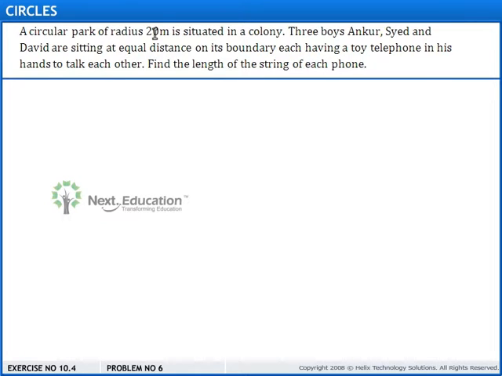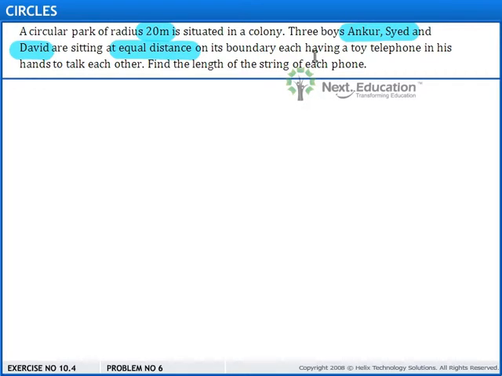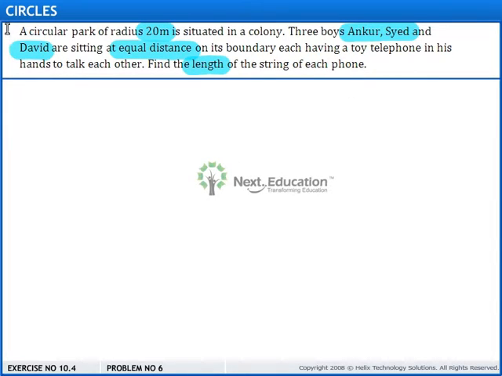A circular park of radius 20 meters is situated in a colony. Three boys, Ankur, Syed and David, are sitting at equal distances on its boundary, each having a toy telephone in his hand to talk to each other. Find the length of the string of each phone. Let's begin with the solution.